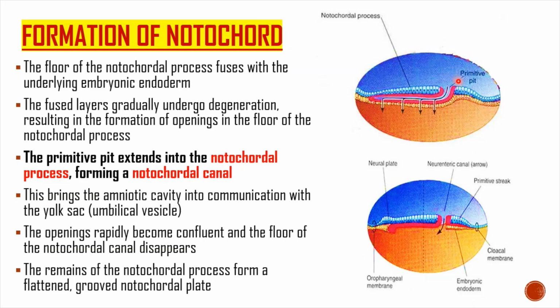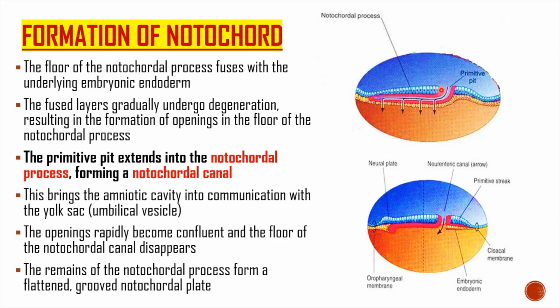Okay, so what happens is that this is a primitive pit here. And then this is the precaudal plate. The precaudal plate is what gives rise to the buccopharyngeal membrane. So cells of the ectoderm will start invaginating and moving through the primitive pit.